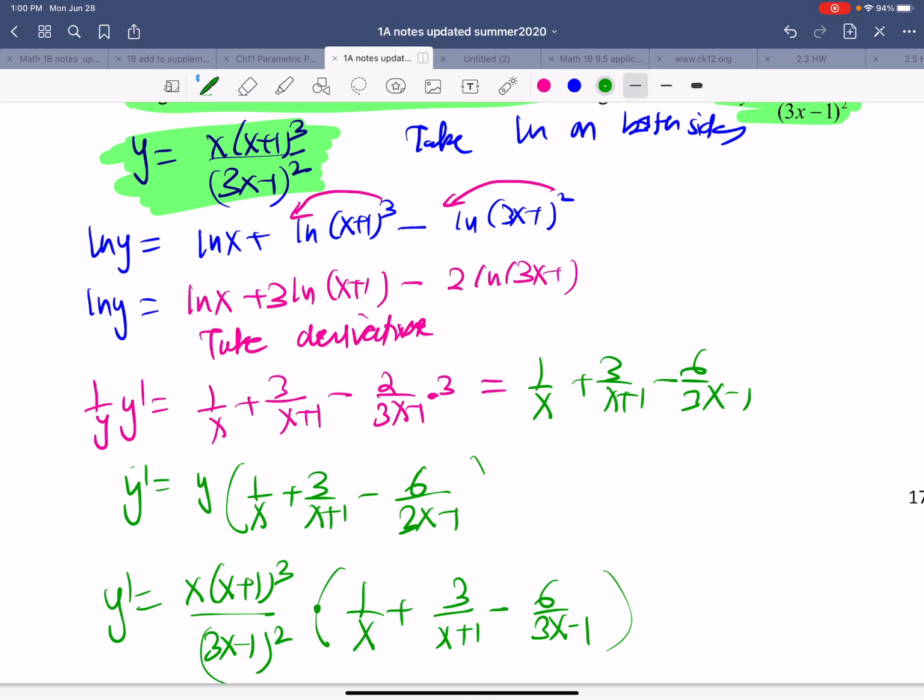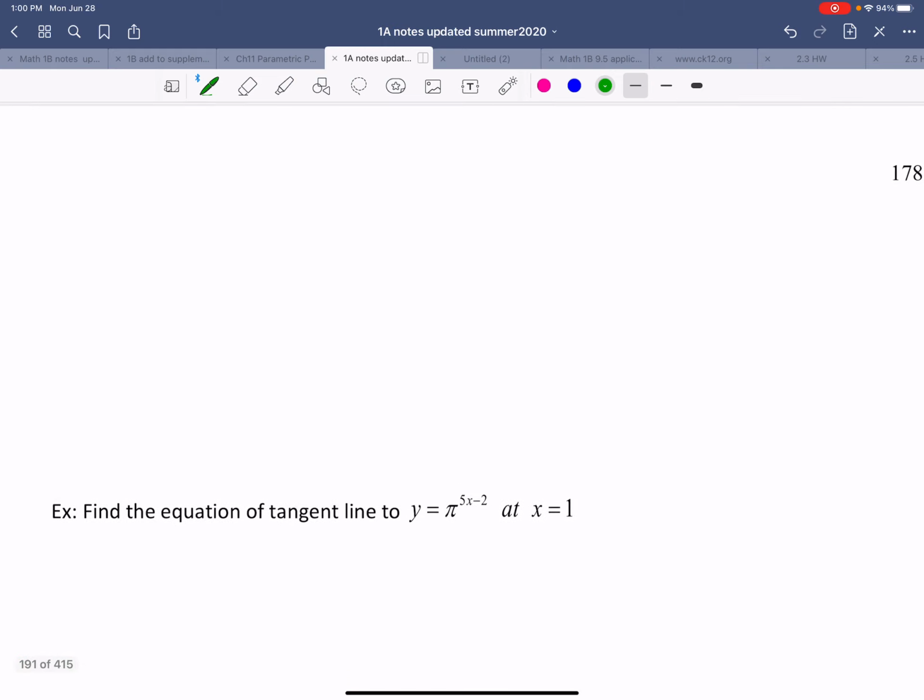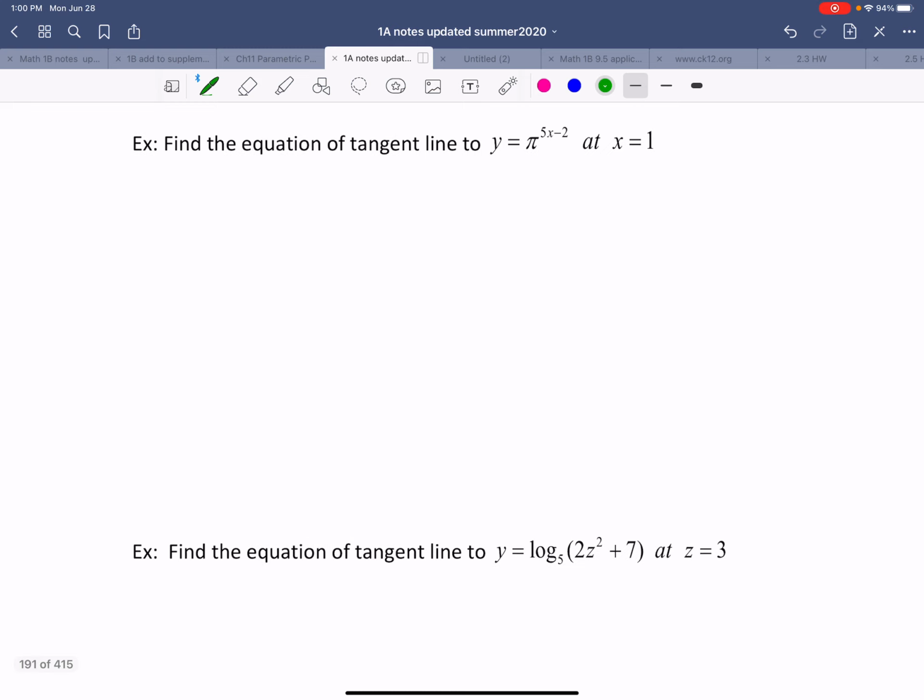6 over 3x minus 1. Okay, and I'm going to leave it at this point. Again, you can go ahead and simplify, distribute inside and simplify. I'll leave that part for you. Sometimes it's not easy to simplify and we would be okay to leave it at that point.